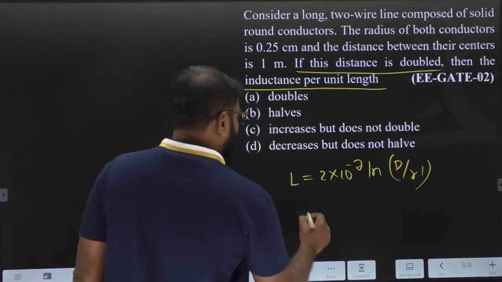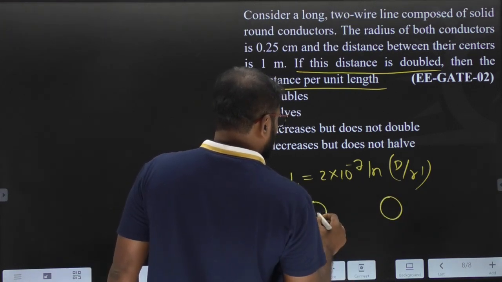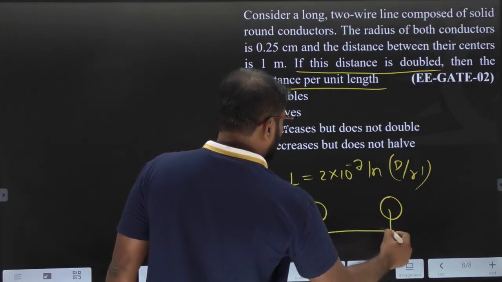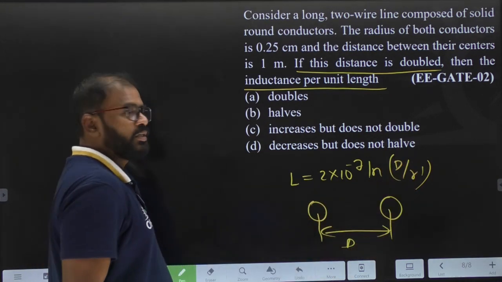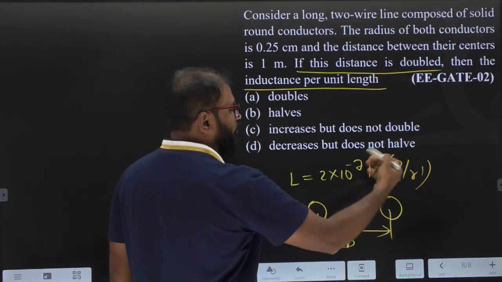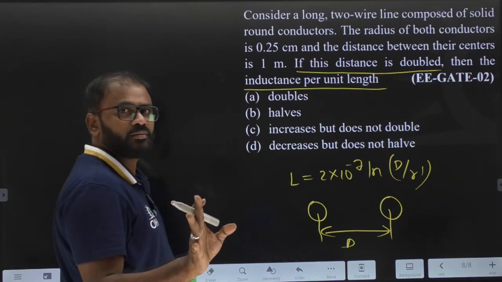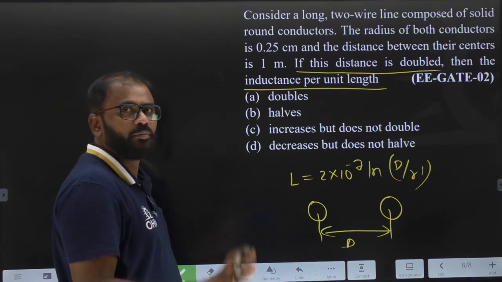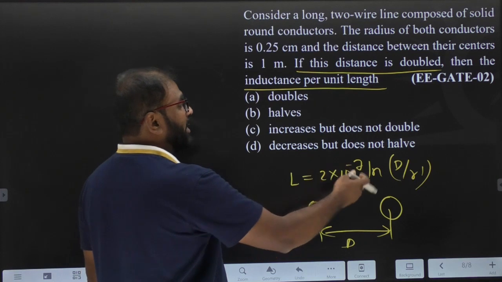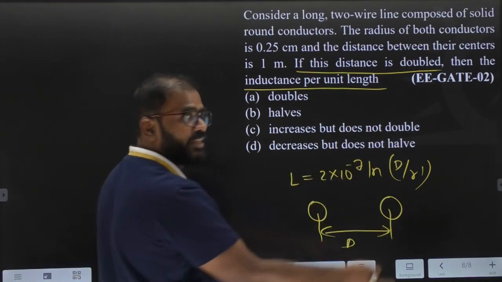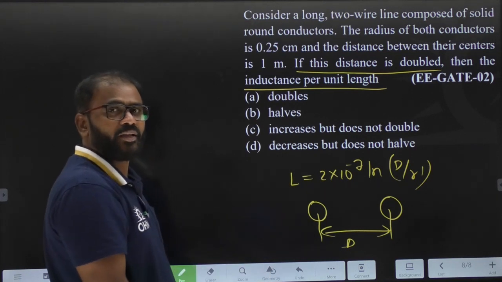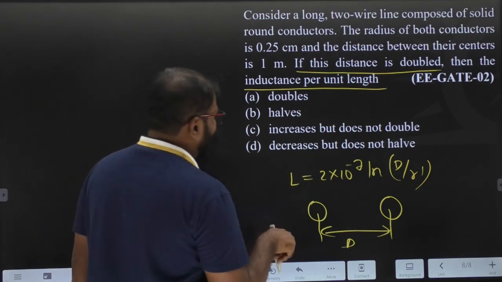Let's say we have two conductors here. The spacing between them I am assuming is d. Now this d becomes doubled. If this d is doubled, what happens? The ln function will increase but not double. So inductance will increase but not double, because inductance is not directly proportional to d. Inductance is directly proportional to ln of d, not just d. That's why don't fall into the trap here.